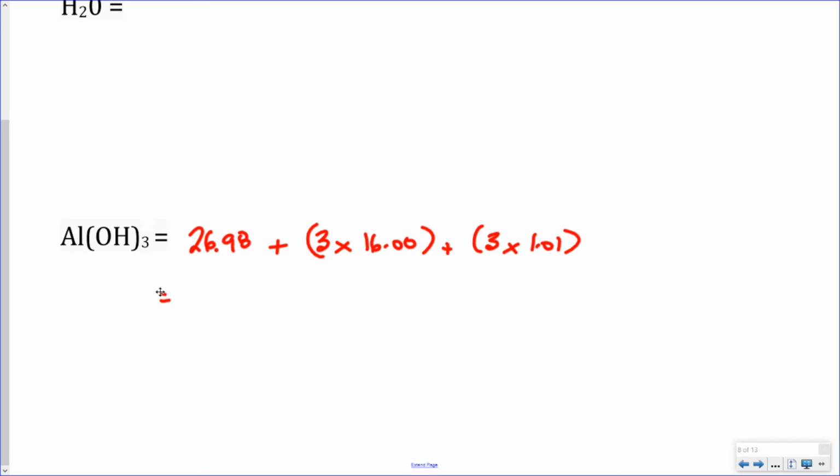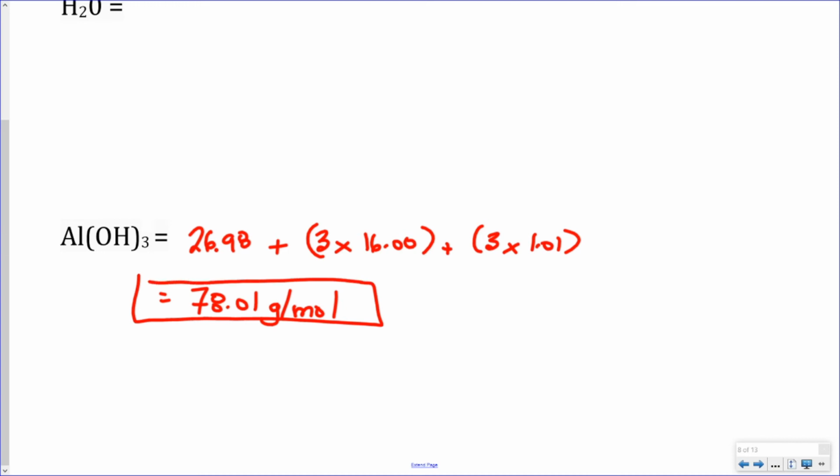And then I would just do that all in one step on my calculator. So I have 26.98 plus 3 times 16 plus 3 times 1.01. Make sure you're following order of operations, or your calculator is. If you get it all right, you should get 78.01 grams per mole. I won't do the calculation here for you, but for water, it's 18.02 grams per mole.